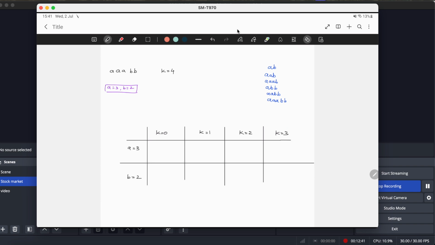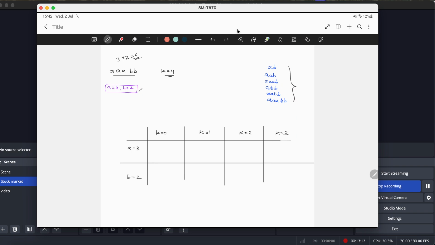Now let's try to take this particular one with a big example. Let us suppose this is the string that has been given to us. A appeared 3 times, b appeared 2 times, correct? And k is equal to 4. These are all the different possibilities that we can get. In total, it is 3 cross 2, which is 6. So in total, 6 possibilities that we have.